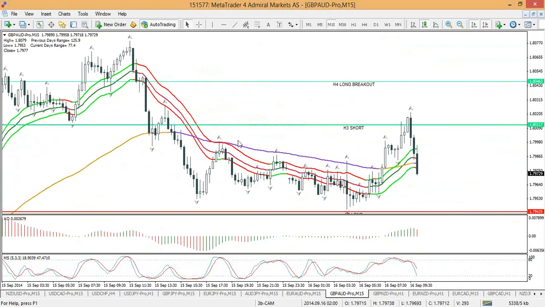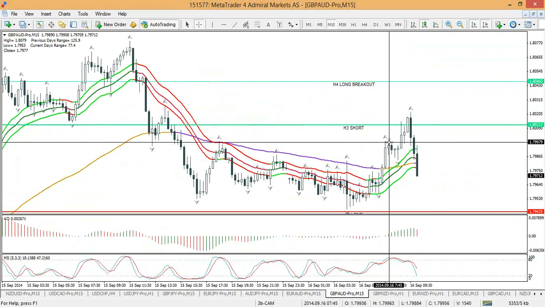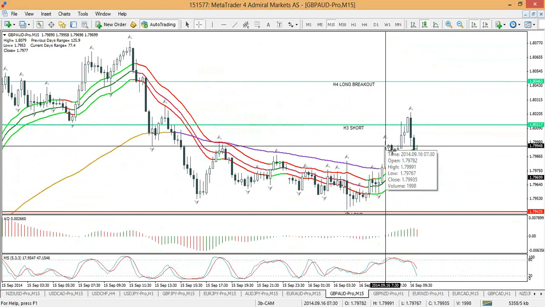Let's say pound odd, for instance. Here you see price approach the L3, but that's why I don't jump in at the L3. I want to see a fractal at the H3. Now you can see that there was this fractal that came very close. Was it close enough? That's always a bit of a debate.